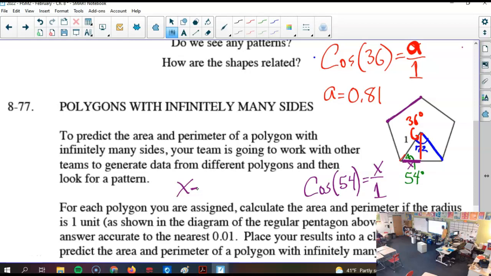What is X? Cosine of 54? What is that? Huh? I didn't do that. I'm very curious about Jake's equation. Did you get X, Connor? We can circle back to Jake's equation. It's the cosine of 54. Yes, but what is the cosine of 54?